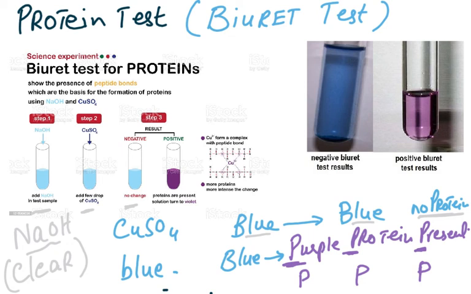Now another thing which you've got to understand is that the copper forms a complex with a peptide bond. And more the protein, more intense the color. So more dark purple, more protein present. Light purple, less protein present. So this is what you have to understand about the protein test. Again, another very important thing to note is that there is no heating involved in this. I did not say heating anything. So there was no heating in the starch test, and there's no heating in the protein test either.